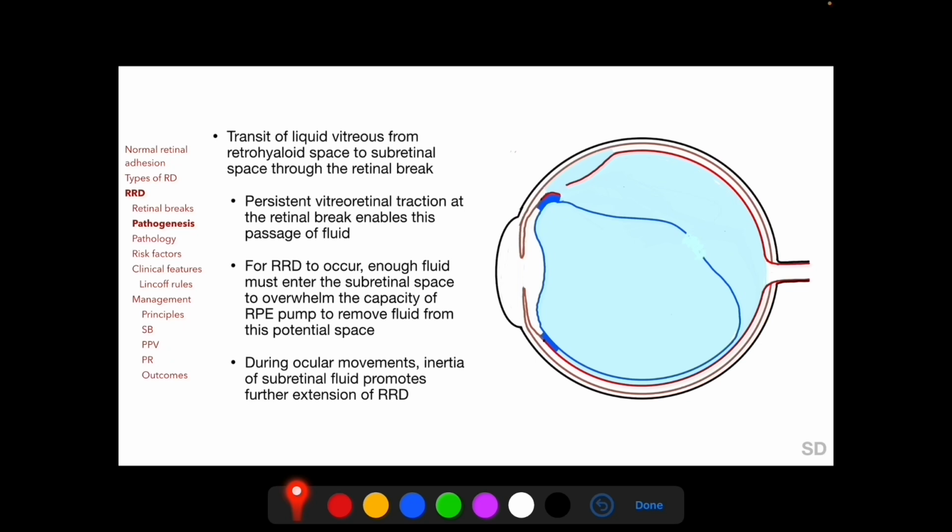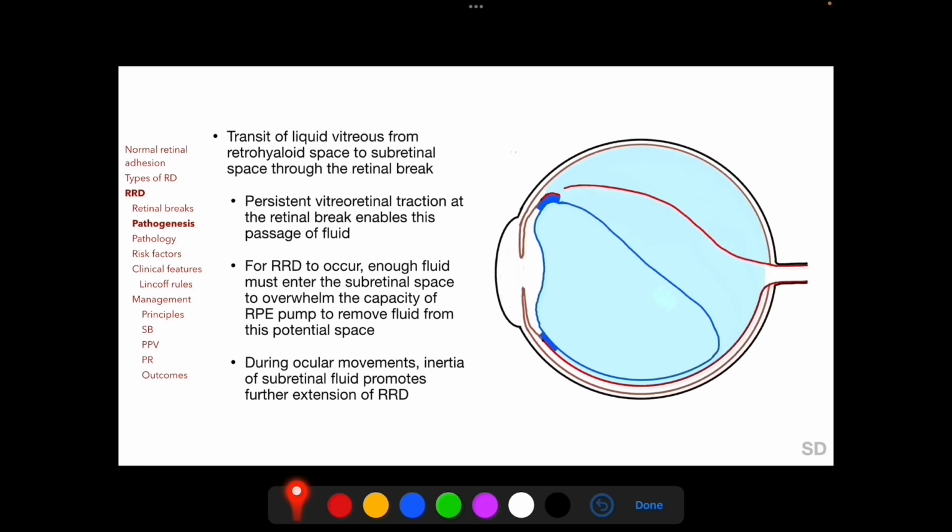For RRD to occur, enough fluid must enter the subretinal space to overwhelm the capacity of the RPE pump to remove this fluid from the space. This subretinal fluid progresses posteriorly, thereby extending the rhegmatogenous retinal detachment, and this is also promoted by ocular movements.